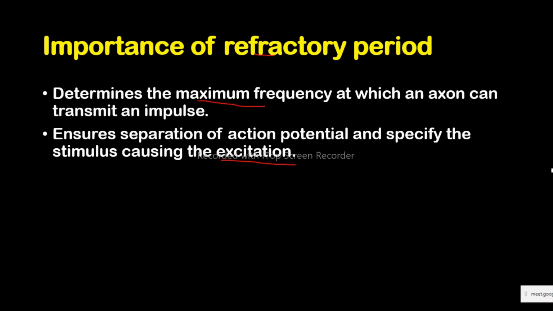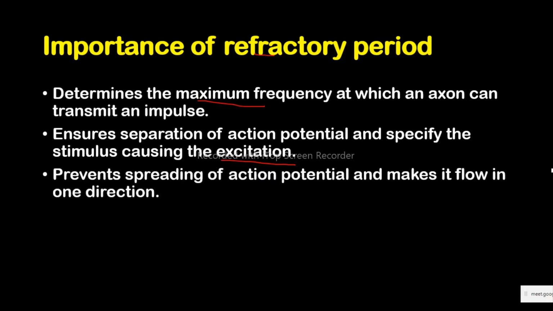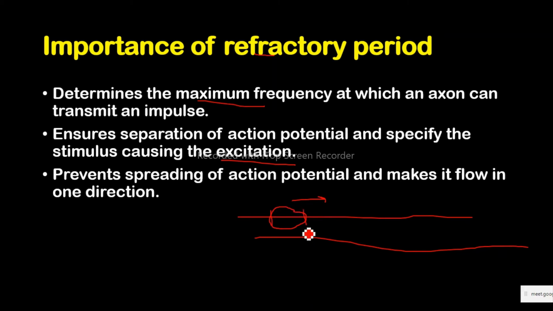Then finally, which is the most key, it prevents spreading of action potentials. And I think I talked about this the other time. It prevents spreading of action potentials, which prevents the backflow of an electrical impulse. For example, if this is the direction of your nerve impulse, and you have created a wave of depolarization here, in this region. They are just ions. It is just a wave which just moves.